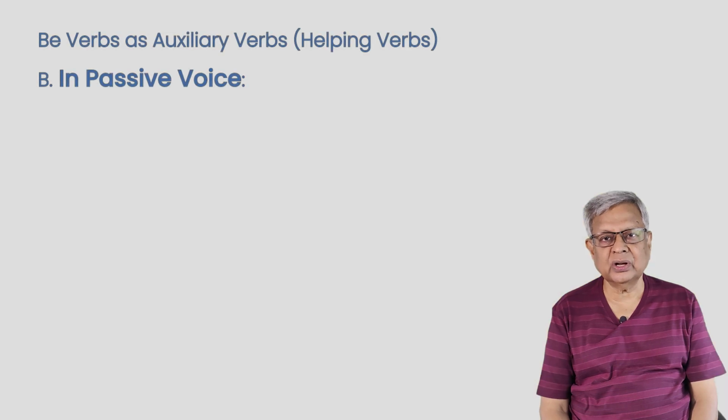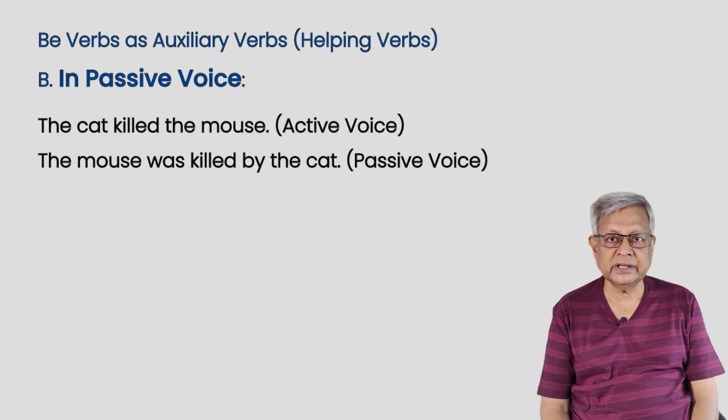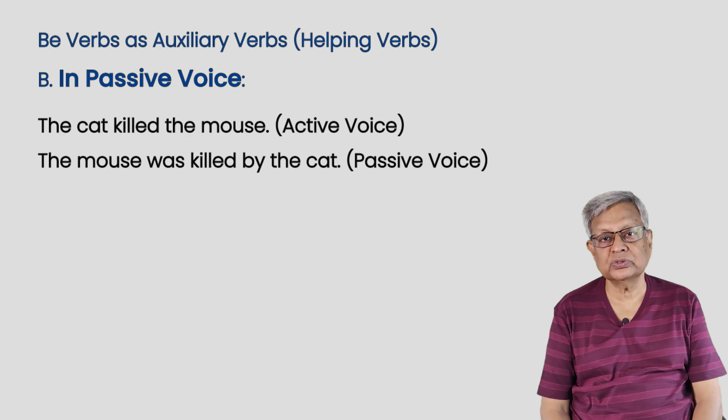Now we will see how be verbs can be used in passive voice, not in active voice, passive voice. You should know what an active voice and passive voice is. The typical example given in almost all the grammar books is, the cat killed a mouse. It's an active voice because the cat is doing an action of killing the mouse. So it is an active voice.